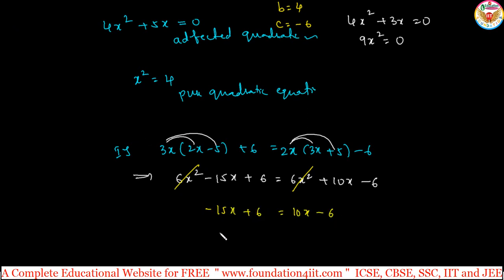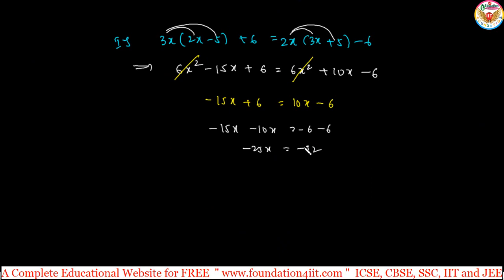Take the terms to one side: minus 15x, minus 10x, minus 6, minus 6, taking the right side. Then minus 25x is equal to minus 12. Finally, cancelling, just 25x is equal to 12. Now there is no x squared term, so this is not in the form of the general form ax squared plus bx plus c is equal to 0. It is not in the form of this, so it is not a quadratic equation.